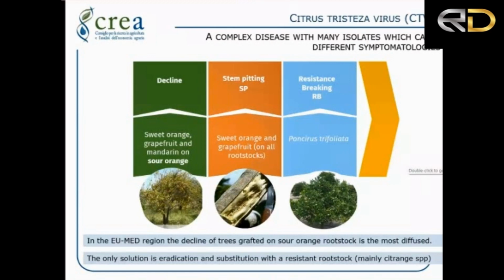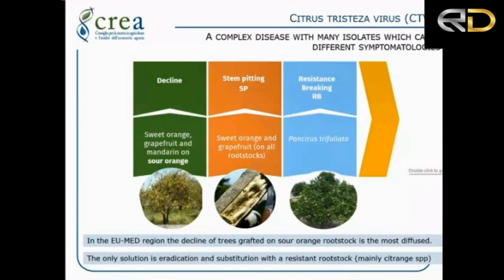In Italy and in the EU-MED region, the most widespread isolates are the declining isolates. Decline is a particular symptom, especially present in sweet orange, grapefruit, and mandarin when grafted on sour orange. The only way to control this kind of symptom is the eradication and substitution of the sensitive sour orange rootstock with a more resistant rootstock, mainly belonging to the citrange family.